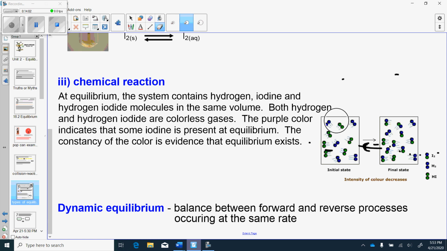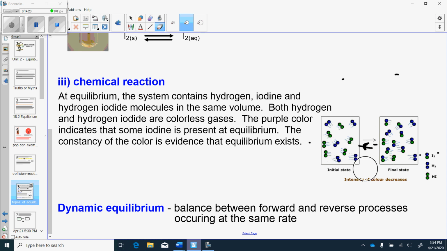Okay, so this guy turning into this guy at the beginning, it's really fast. This guy turning into this guy doesn't even exist at the beginning. But once we have successful collisions, we do have some of that product turning into reactant, until they're happening at the same speed.